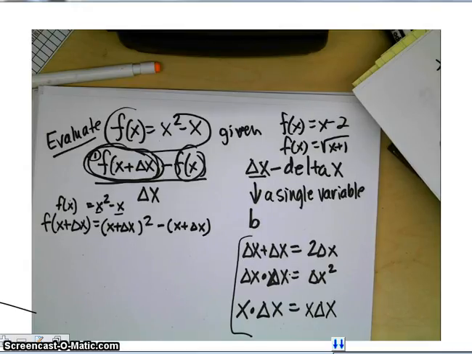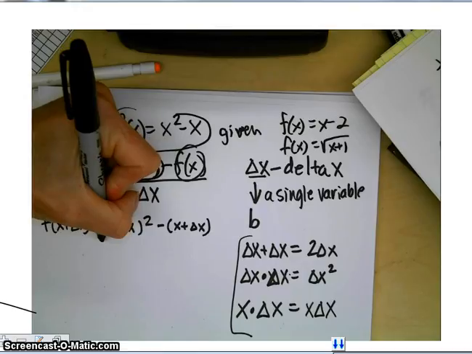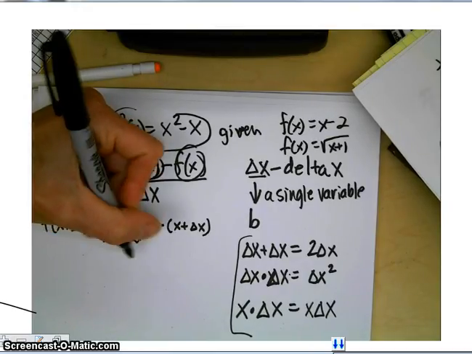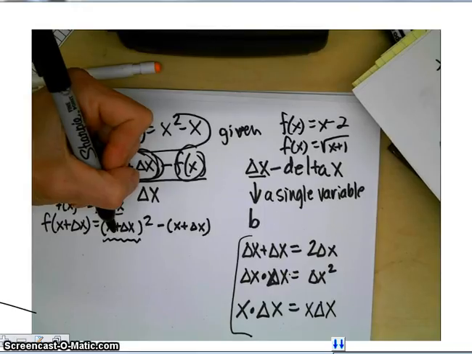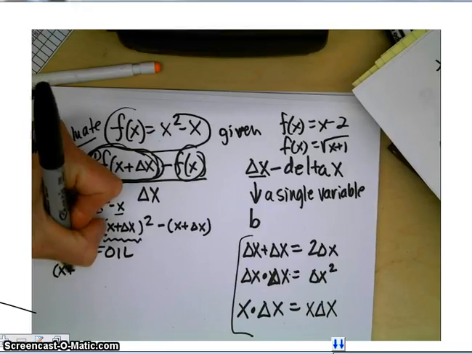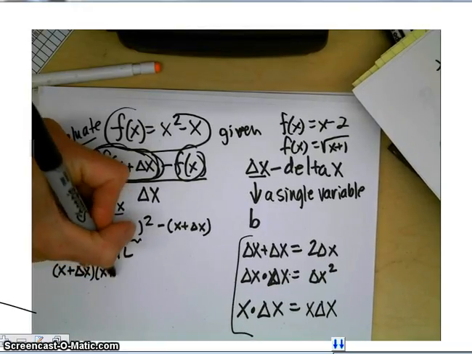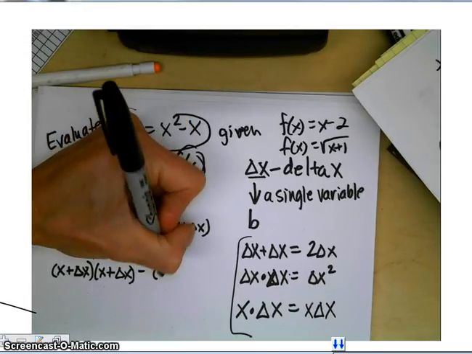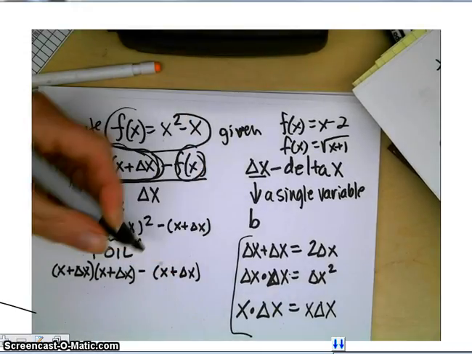So now I've plugged it in. Now I need to simplify this. Simplifying consists of getting rid of parentheses and combining like terms. How do I get rid of these parentheses? It is factored. Factoring is putting parentheses in. FOIL. So I need to take x plus delta x times x plus delta x, minus each of those. That's after. Okay, so let's FOIL this.